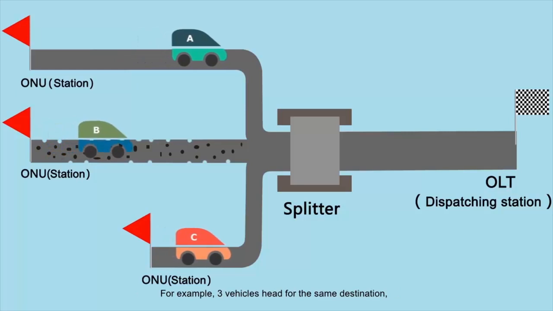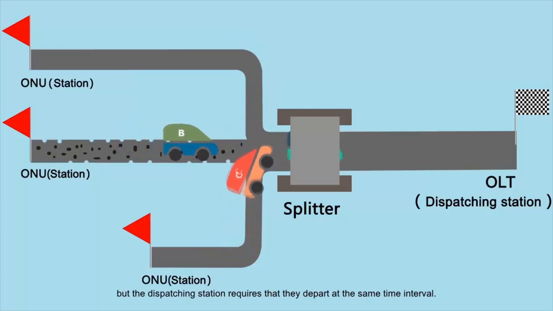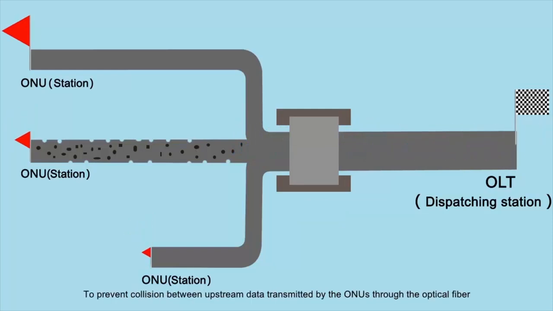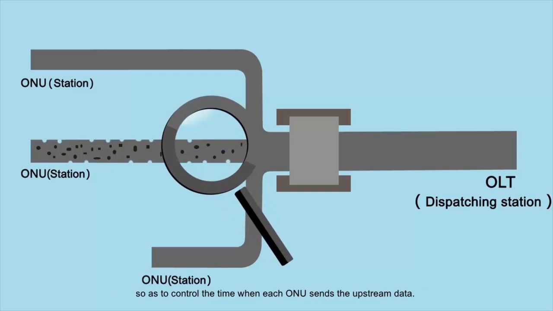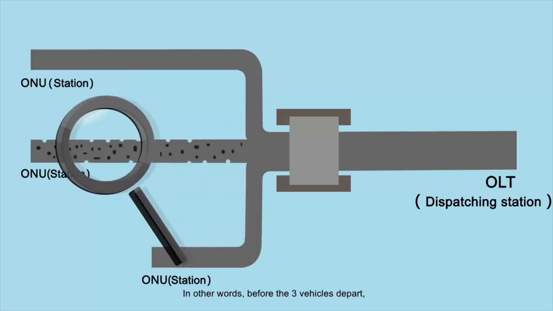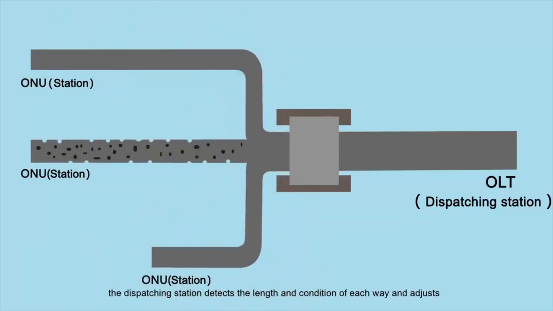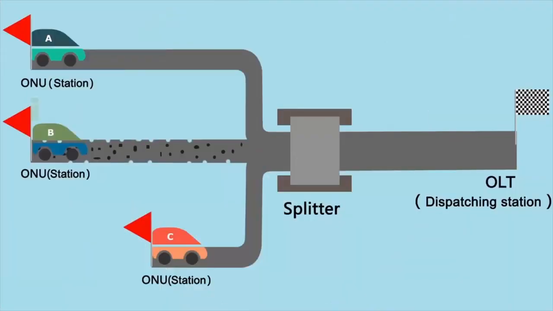For example, 3 vehicles head for the same destination. Their distances from the destination are different, but the dispatching station requires that they depart at the same time interval to prevent collision between upstream data transmitted by ONUs through the optical fiber. The OLT must precisely measure the distance between each ONU and the OLT so as to control the time when each ONU sends the upstream data. In other words, before the 3 vehicles depart, the dispatching station detects the length and condition of each way and adjusts the departure time of each vehicle based on a series of calculations.